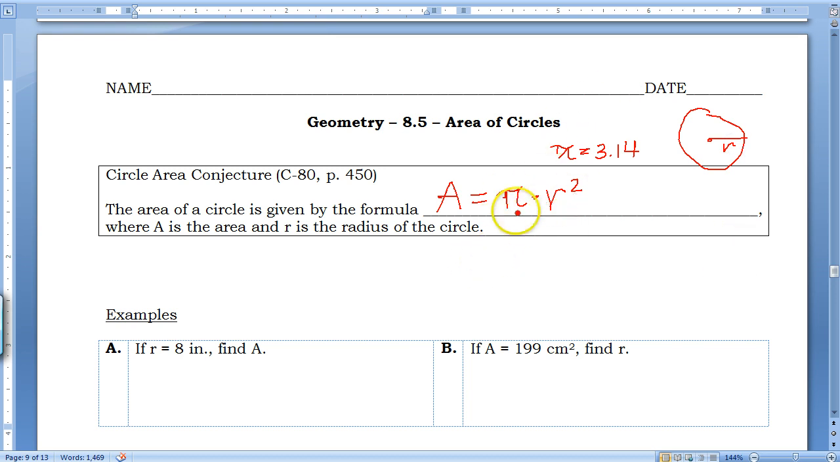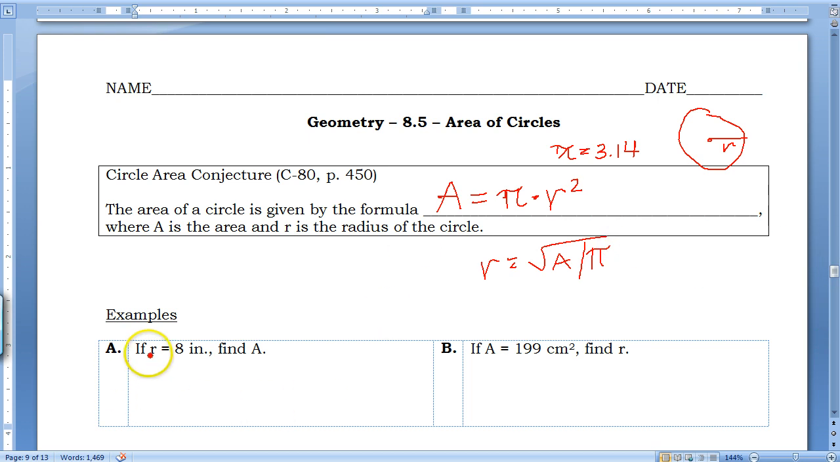If we want to undo this formula, we would divide by pi and then square root to undo the square. So to get the radius, it's the square root of the area divided by pi.